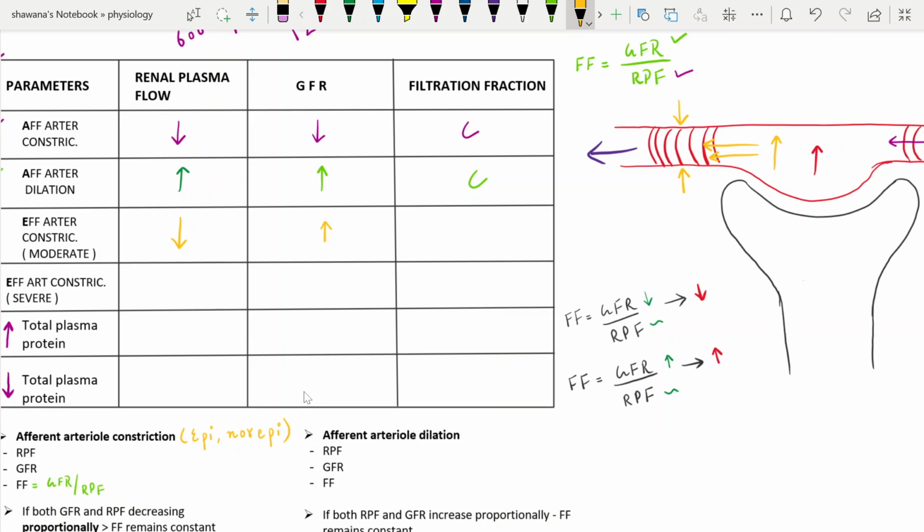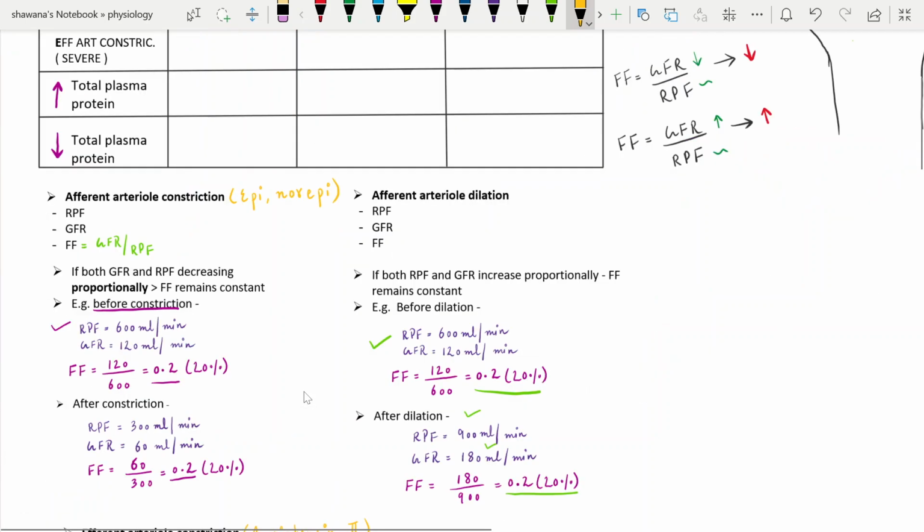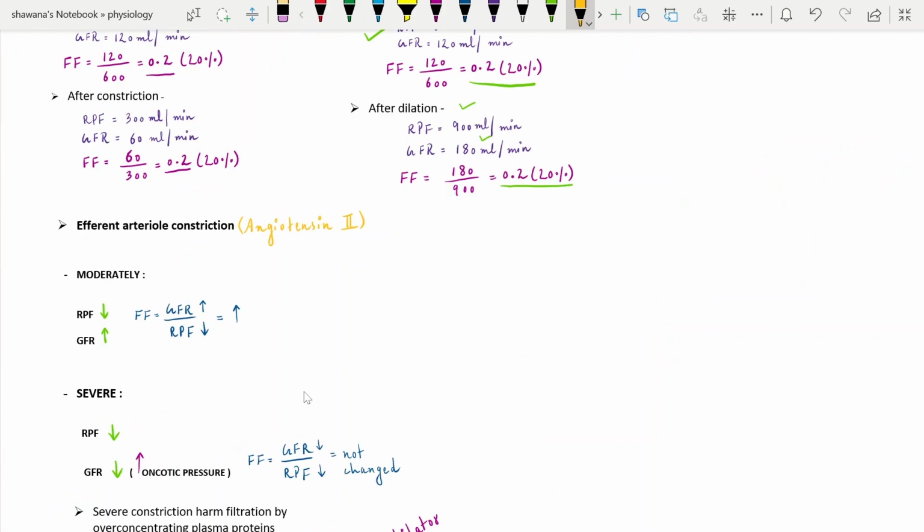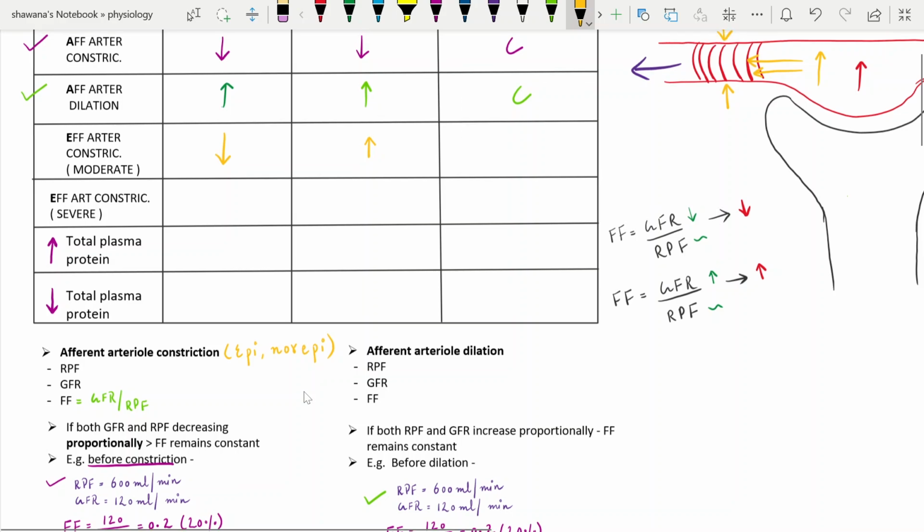But what about filtration fraction? Filtration fraction was the ratio between the GFR and renal plasma flow. It means that when we constrict the efferent arteriole moderately, GFR will increase and renal plasma flow will decrease, but the filtration fraction would increase because the numerator is increasing. So filtration fraction will increase.